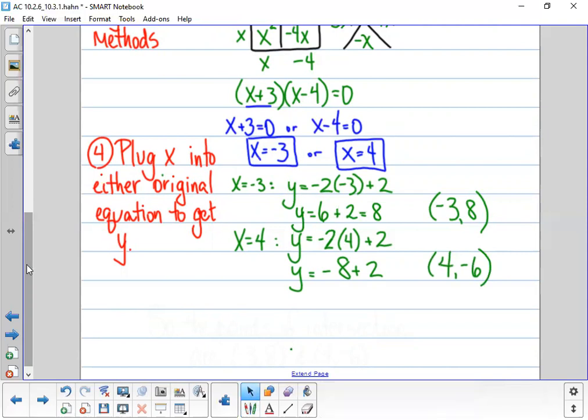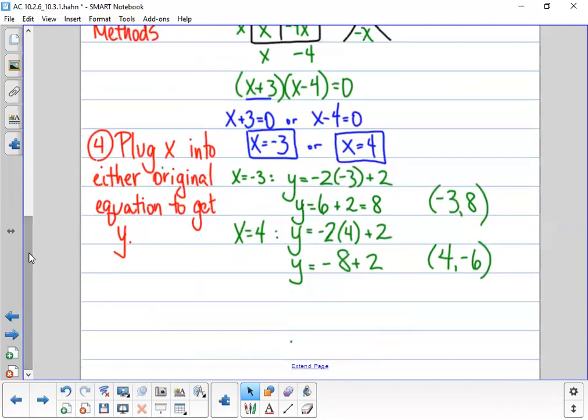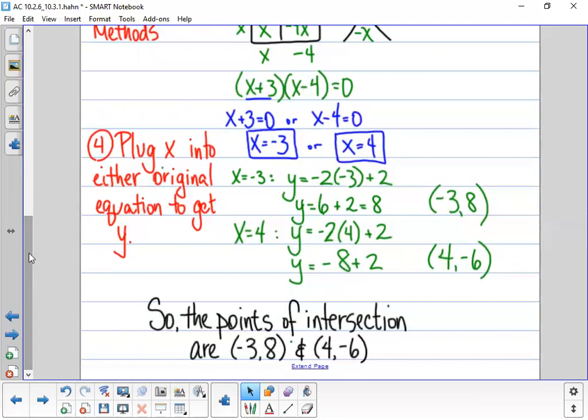You can plug it into either one of the original equations. This one is less work because you only have to plug it into the one spot and there's no squaring or anything involved. So if you have the choice between plugging it into a linear equation and a quadratic, the linear will be easier. But it has to work for either one of them. So both of them will get you to the right answer. All right, so the points of intersection are going to be negative 3, 8, and 4, negative 6. So finding them algebraically is just solving the system of those two equations.